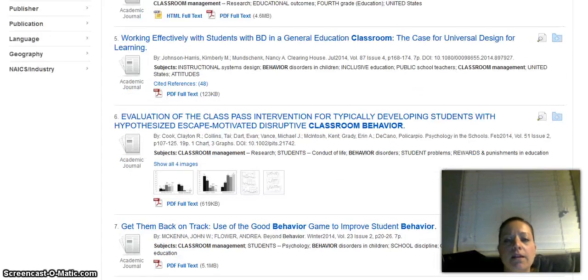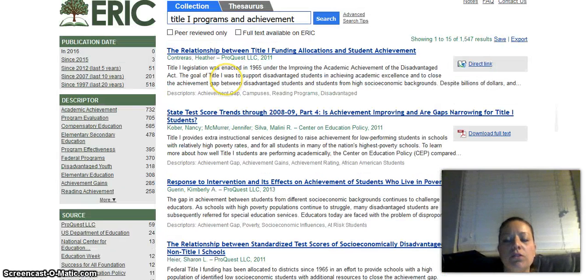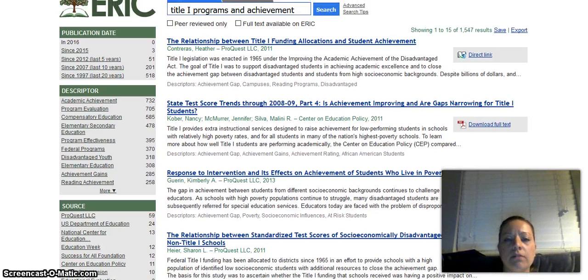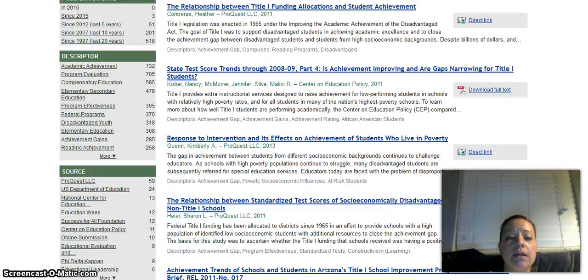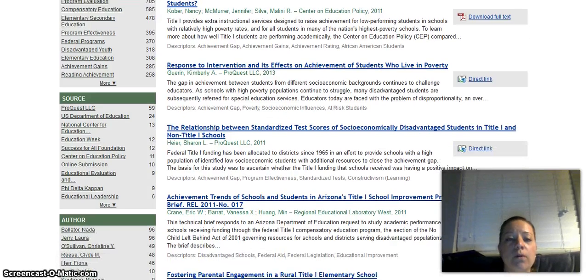So in that case, what I did was I went over to ERIC and searched my topic for assignment 1, which was Title I's effectiveness with student achievement. In looking here, I did find lots of relevant articles. The first one says, the relationship between Title I funding allocations and student achievement. So right there, absolutely relevant to what I am looking at. And then the next one was state score trends through 08-09: is achievement improving and are gaps narrowing for Title I students? Again, that one would be very relevant to what I'm looking for.